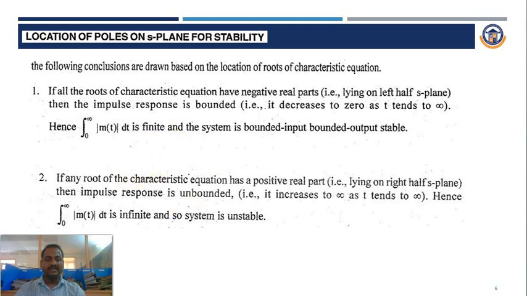If any root of the characteristic equation has a positive real part, that is lying on the right half of the S-plane, then the impulse response is unbounded.